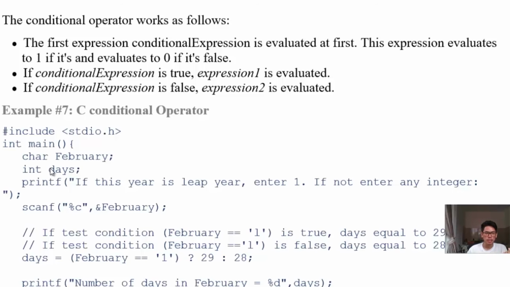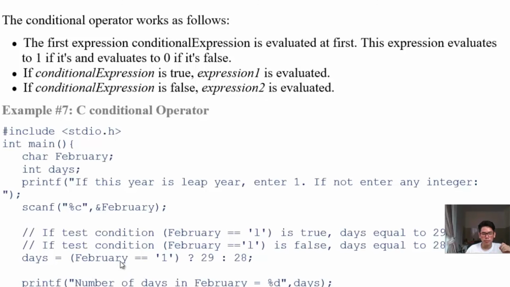So we have February of type character and days of type integer. You print right here: if this year is leap, which means it can be divided by 4, enter 1. If not, enter any integer. So if it's not divisible by 4, then you can enter any integer. Then you will enter one character right here, and then it will scan. The scanf function gets the input from the user, and it is defined in the library stdio.h.